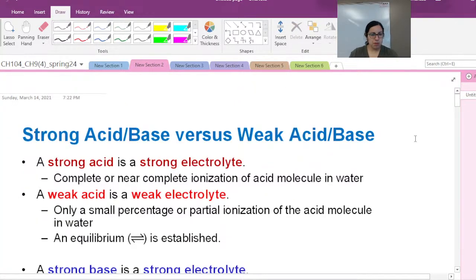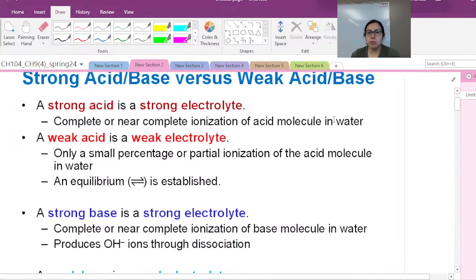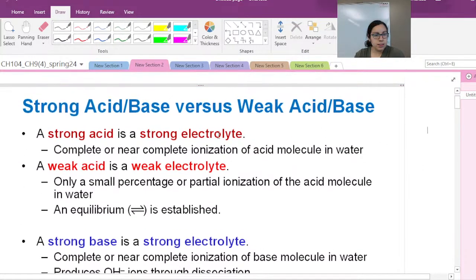All right, so let's keep looking. I didn't bring the demo, so we'll save the demo for Wednesday, looking at strong versus weak.